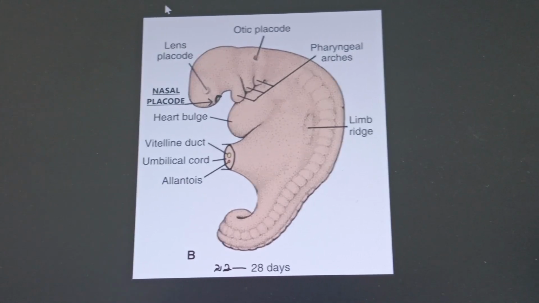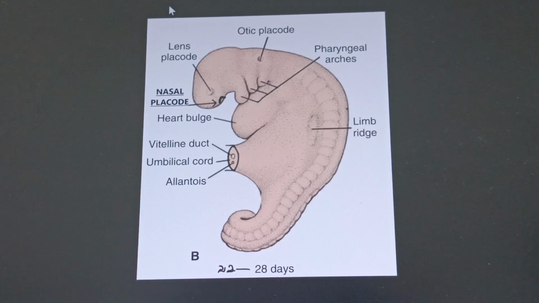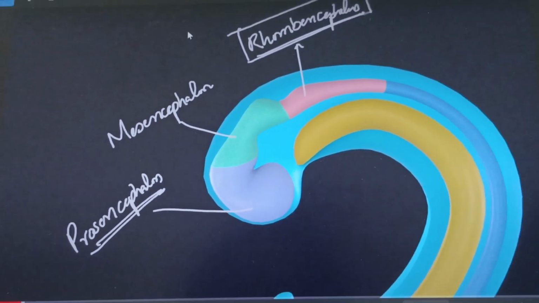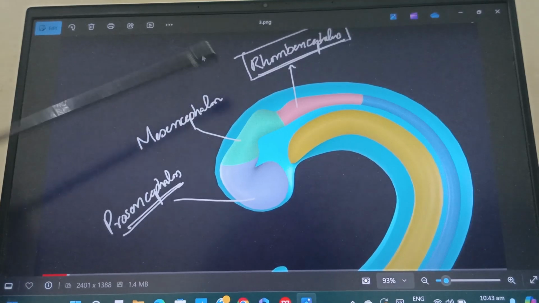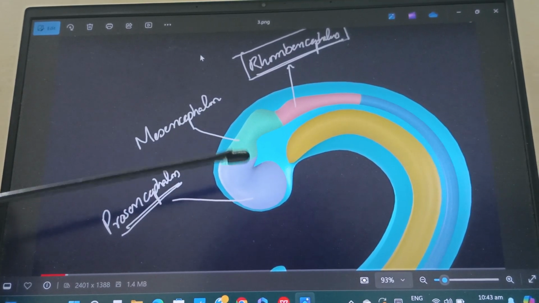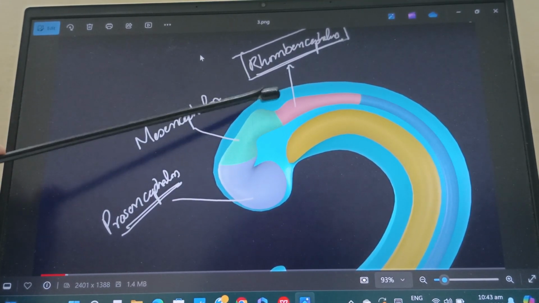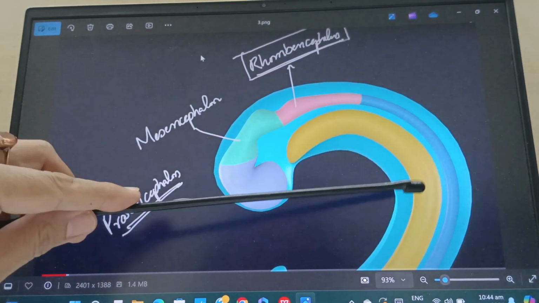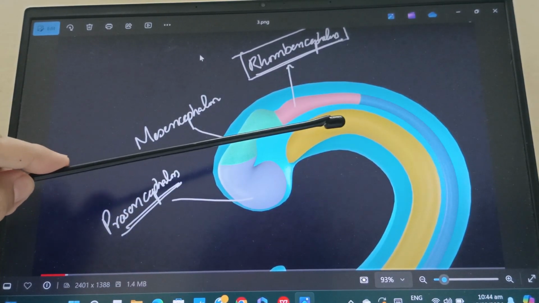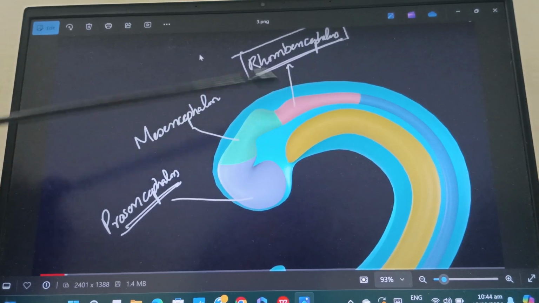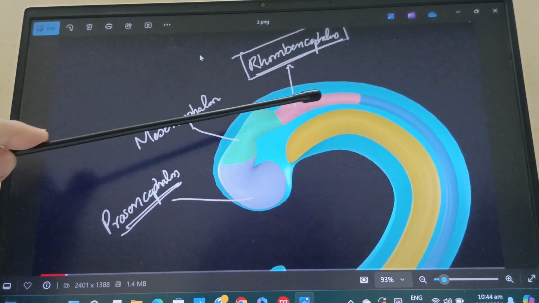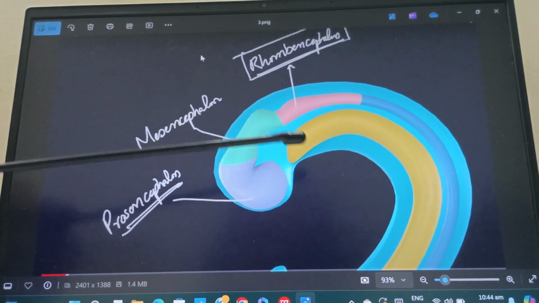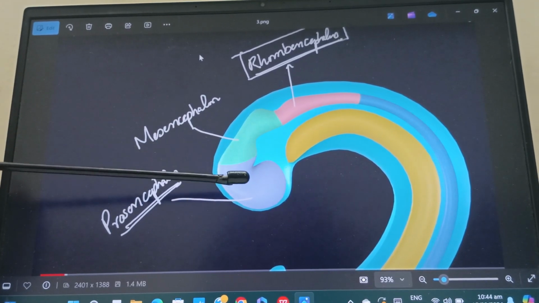So let's see how your ears are going to develop. As you can see, another picture is showing the sagittal cut section of an embryo. Here we see this blue color ectoderm. This yellow color tube is the gut tube, or here the primitive pharynx we can label, and we see the neural tube. The mesoderm is removed for simplicity. So concentrate on the neural tube.